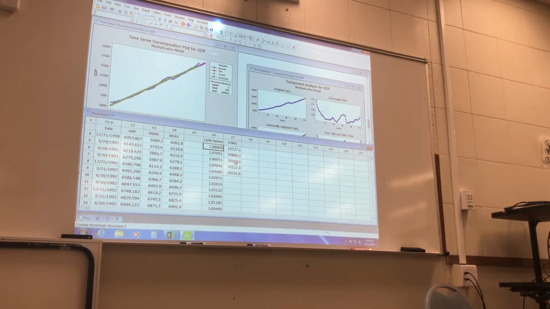Everybody with me? Yes. Oh, I inserted in the wrong one. Some of my numbers are negative. Mine made a new column. For the cycle factors, trend one, yes. It didn't insert it to the right one.